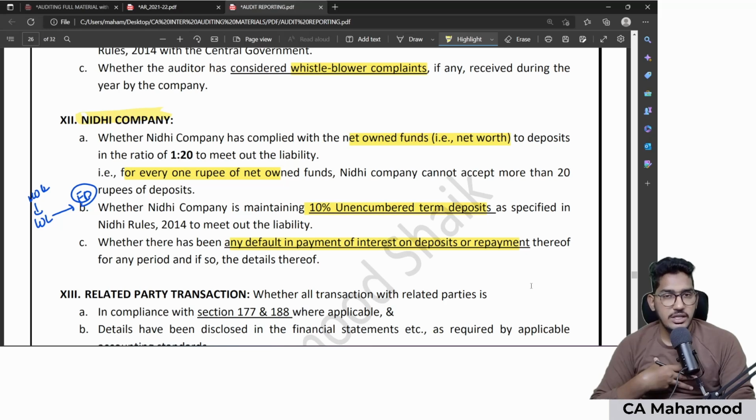Sir, what if my client is not a Nidhi company? I will mention that fact: my client is not a Nidhi company, so the reporting requirements under this clause are not applicable.